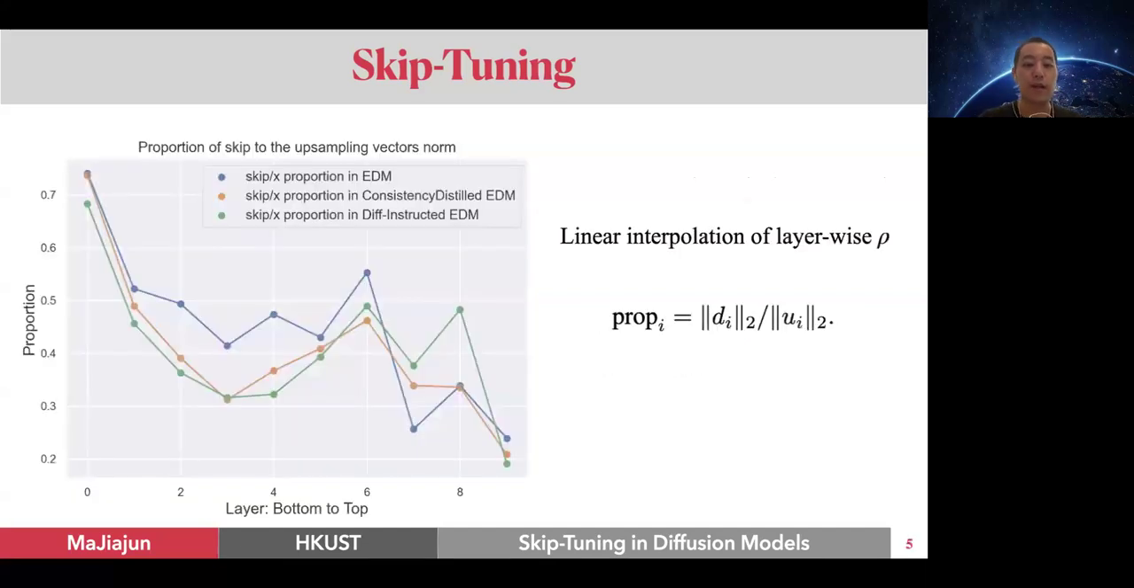And we also look into the details of the layer-wise behavior of the UNet. In this figure, the x-axis corresponds to the layer from the bottom to the top, and the y-axis is the L2 norm proportion between the downsampling vector versus the upsampling vector. As we can see, there is an approximately monotone decreasing trend from the bottom to the top in terms of the proportion. And that motivates us to use a linear interpolation of the layer-wise rho value.